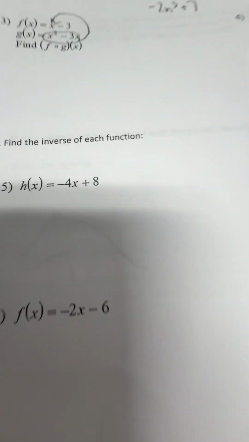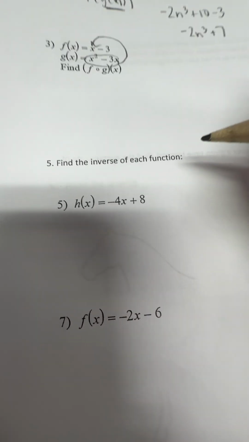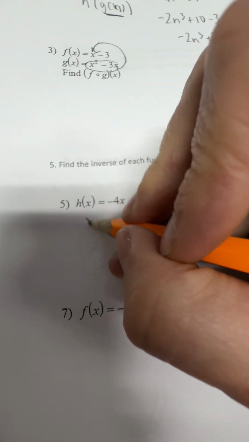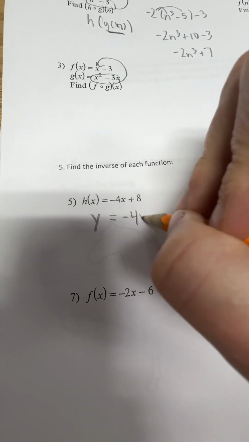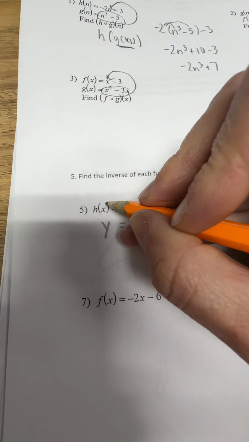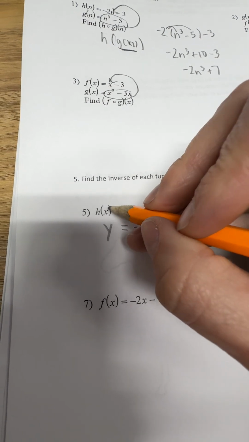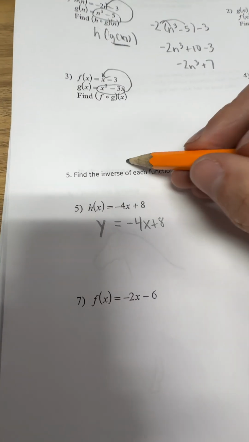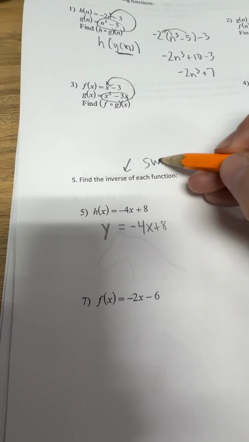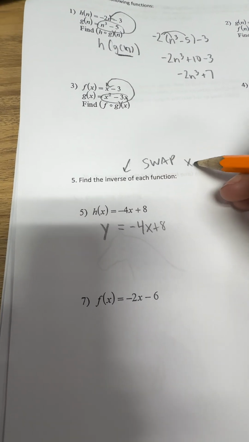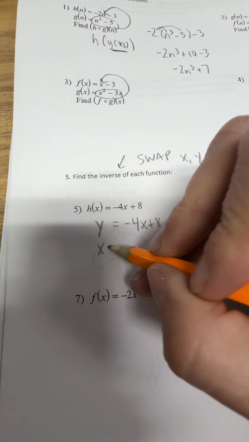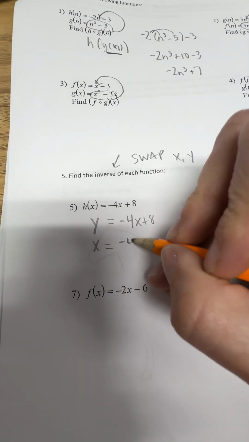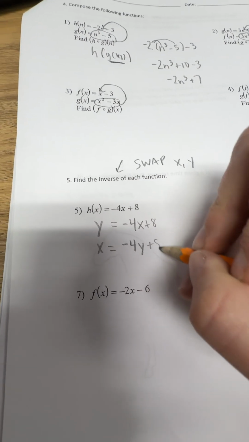All right, next up is finding the inverse. An inverse is when the x's and the y's swap. And this is a fancy way of saying y equals -4x plus 8, right? We know that f of x or h of x or g of x is the same thing as y. So for inverses, we swap the x's and the y's. So it's swapping that y for an x, swapping this for a y plus 8.